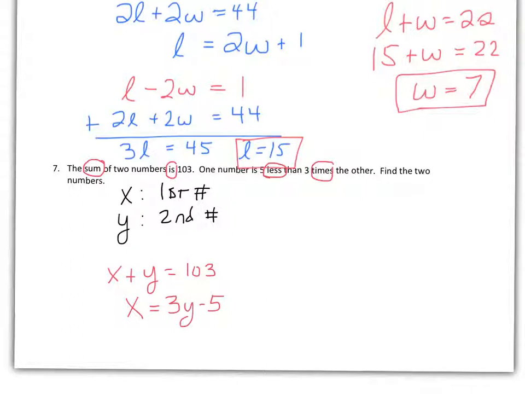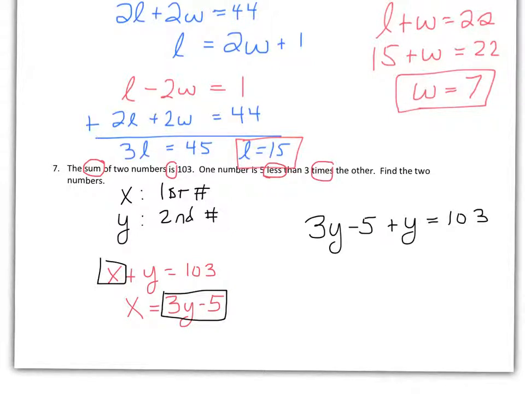I feel like doing some substitution. So let's box the x. That's what's going in. So I got 3y minus 5 plus y is equal to 103. So this is 4y minus 5 is 103. I'm going to add 5 to both sides and get 108. And then I'm going to divide by 4, and I believe that's 27.